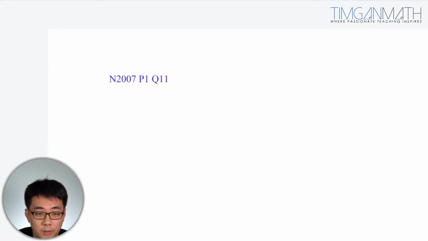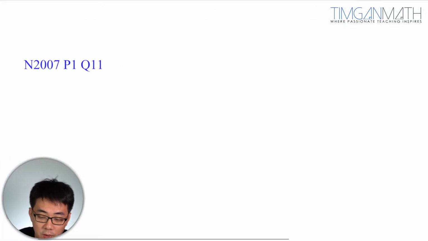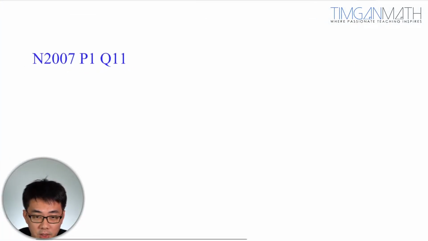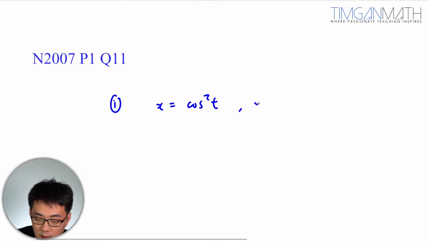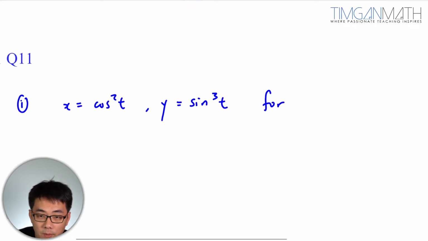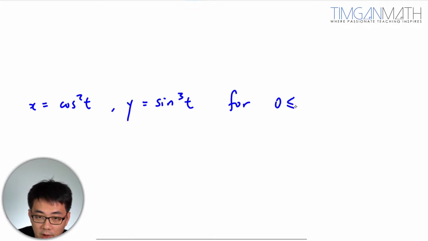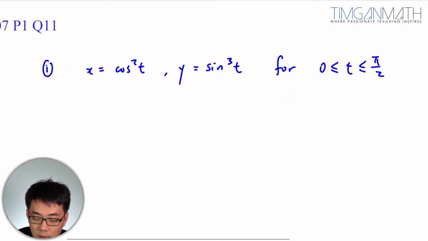Alright, students, let's look at this question here, which is on parametric equations taken from the year 2007, paper 1, question 11. This is actually from the actual H2 Math A-level national examination. So we are given the parametric curve of x equals cosine squared t and y equals sine cubed t. For this parametric equation, we are told to sketch the curve.